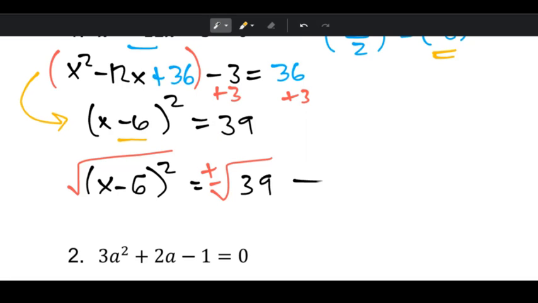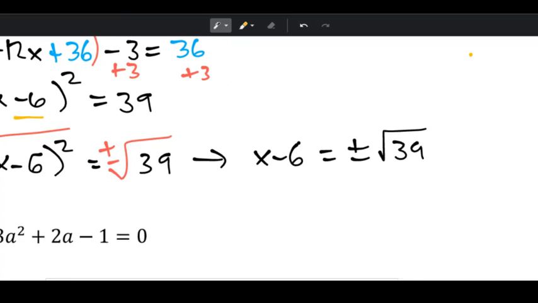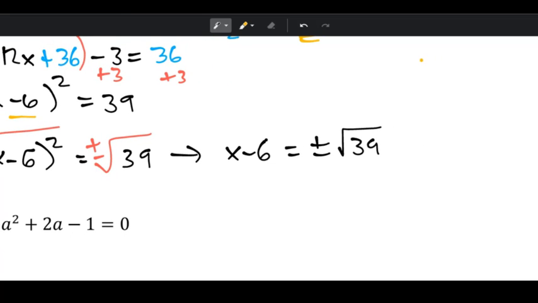The left side is just x minus 6, because we undid the square with the square root over here. And then the right side of the equal sign is plus and minus square root 39. Now, if square root 39 had a perfect square in it, then we would simplify that. But 39 is 3 times 13, and neither one of those are perfect squares.